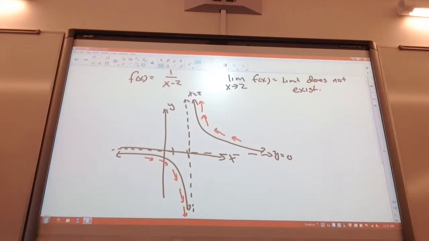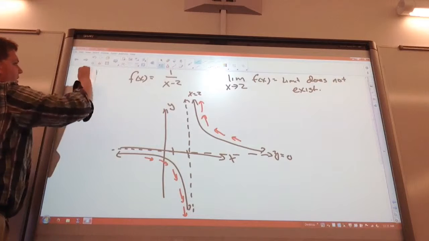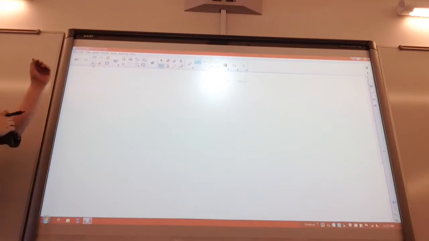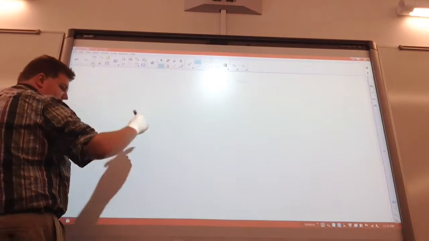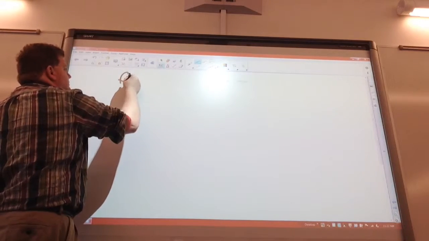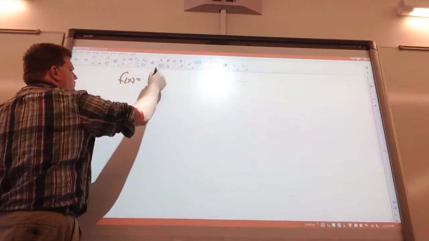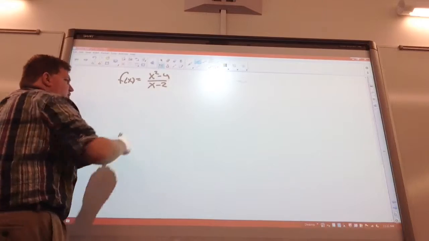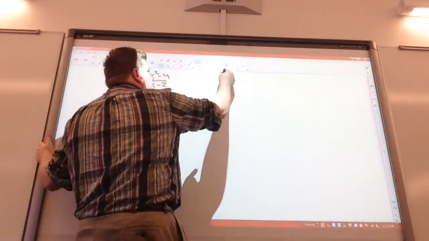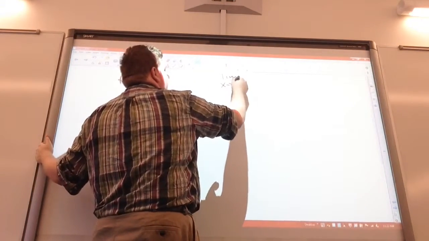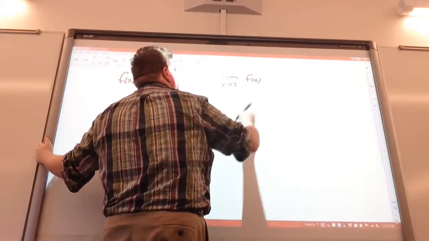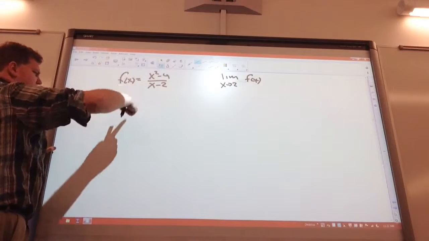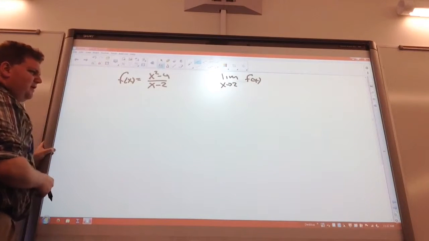We'll do one more of these before we start looking at them numerically, and this will actually get us into looking at things numerically. Let's look at the function f of x equals x squared minus 4 over x minus 2. Again, we want the limit as x approaches 2 of f of x. Now, this is kind of a weird looking function, right? What can we do to this function?